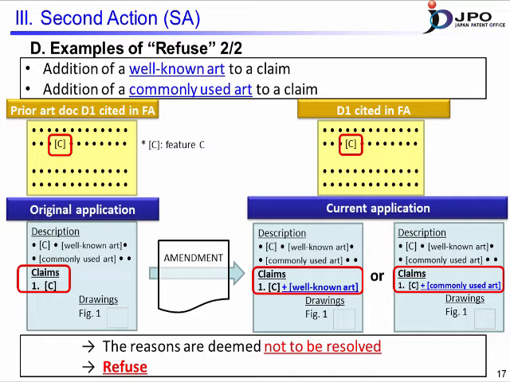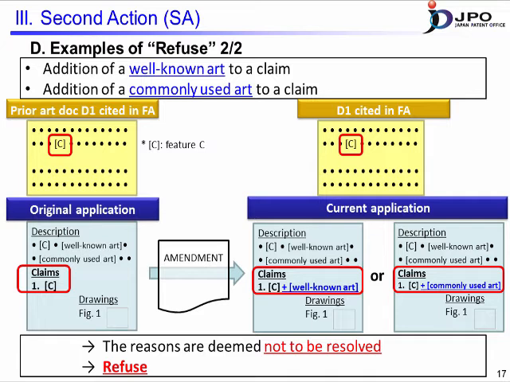Please look at the amended claim on the left. In this case, the well-known art has been added to the element of the invention C in the amendment. Also, please look at the amended claim on the right. In this case, the commonly used art has been added to the Feature C in the amendment. On the other hand, the Feature C has already been disclosed in D1.